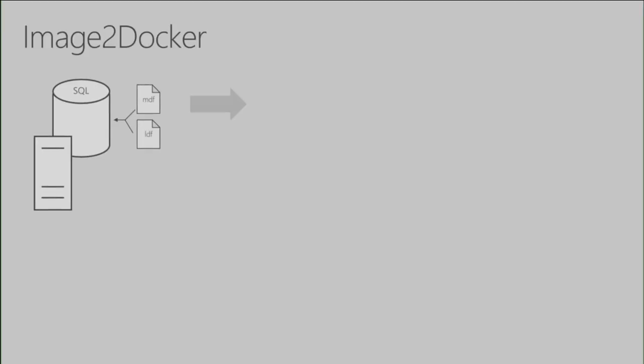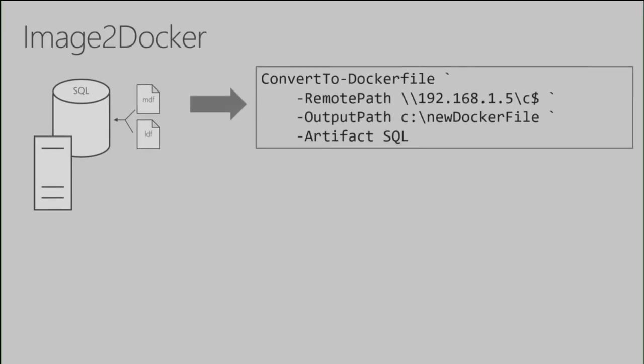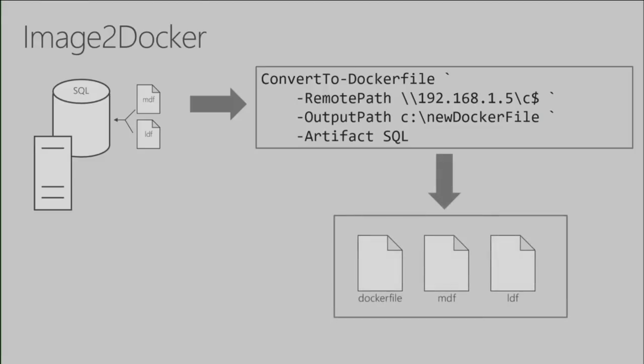So we can take our database, we run Image to Docker, and it's got a command called ConvertTo-Dockerfile. ConvertTo-Dockerfile can take a remote path, an output directory, and the type of artifact we're talking about. There are some other parameters you can pass to this as well, like which databases and all sorts of things. Or I could use it for IIS web servers or a number of other artifacts. But at the end of the day, what it's really going to create is a Dockerfile, like what we showed earlier, which says, FROM Microsoft SQL Server, blah, blah, blah.